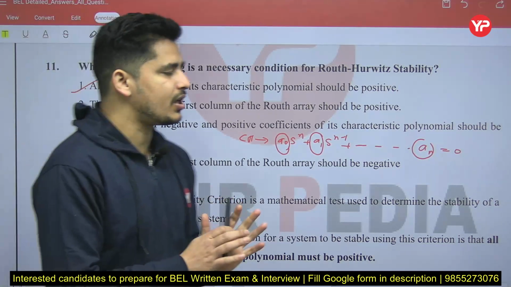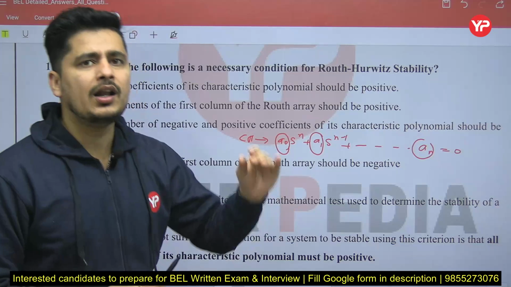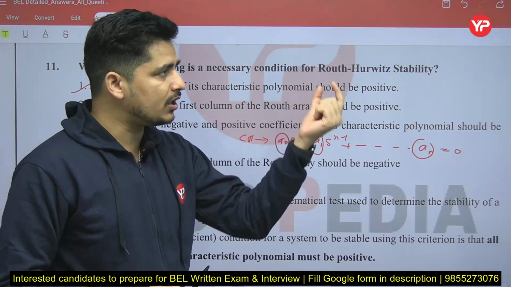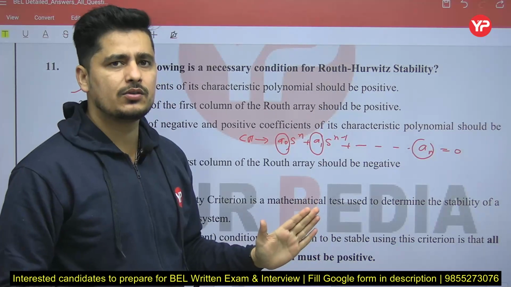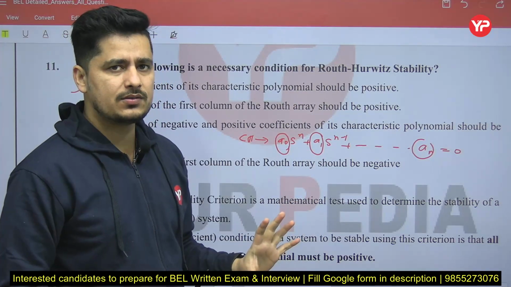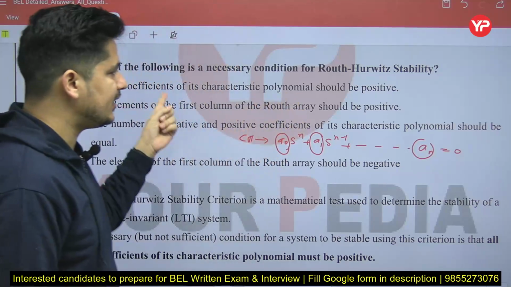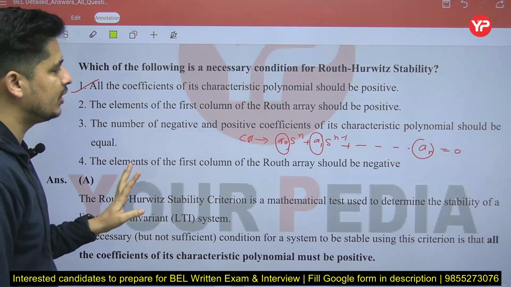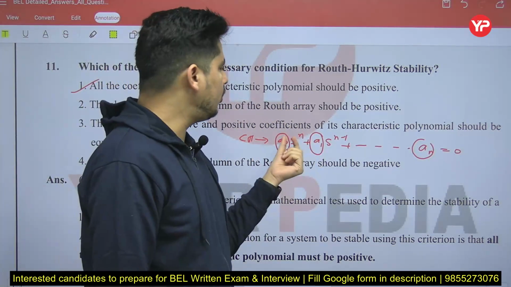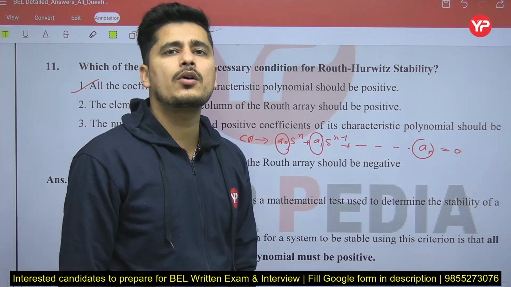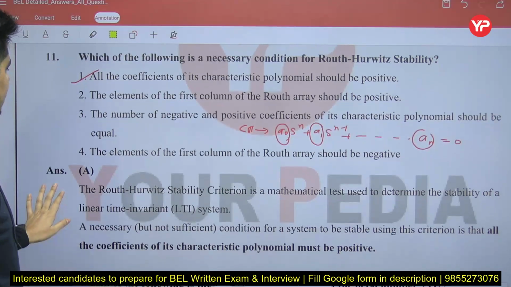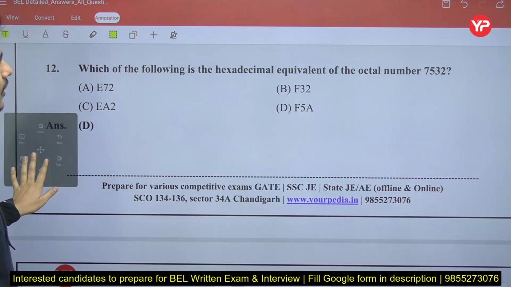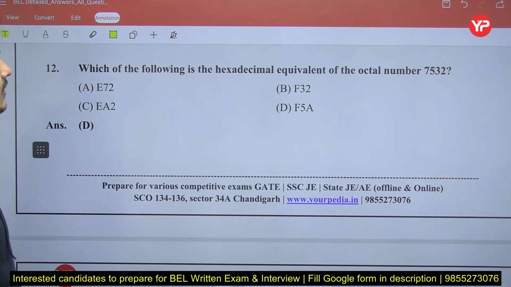The next condition, after seeing this, we will make the Routh table. In the Routh table, for a stable system, there is no sign change in the first column. So for the stability of a system, the necessary condition, not the sufficient condition, is that all the coefficients should be positive, or you can say all the signs of the coefficients should be the same. So the answer is A.